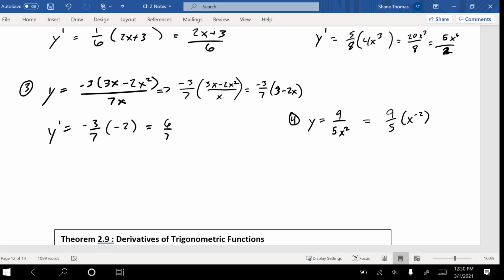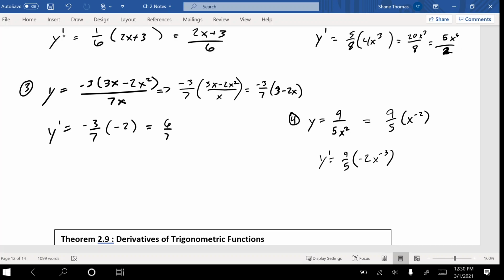All right, so I factored this out, right? 9/5 x to the -2. You guys both got that? Okay, so then y prime is going to be 9/5. What's the derivative of x to the -2? -2 x to the subtract 1, right? Put the power out front, subtract 1. So that becomes -3. That's what you guys both missed right there.